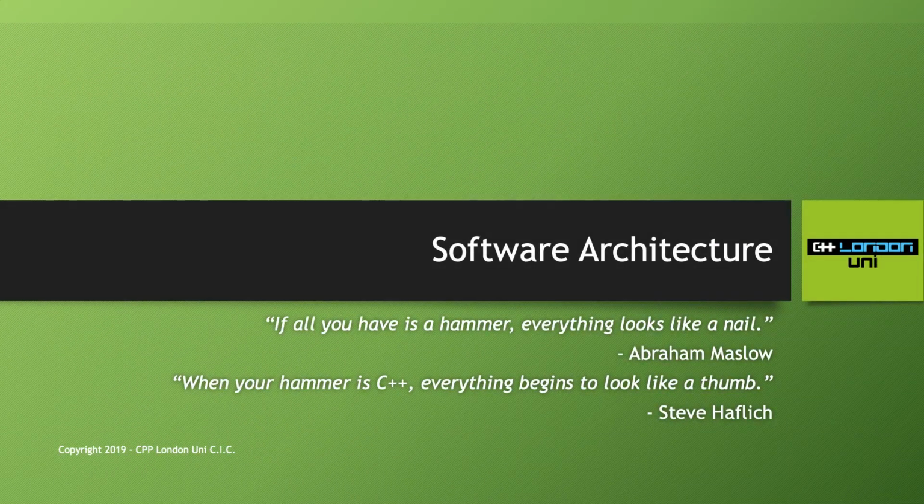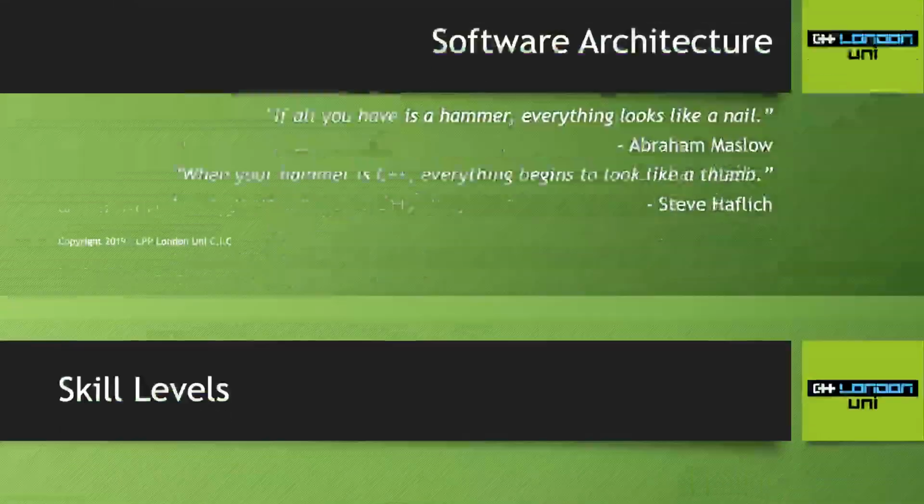Slight change, still I think related to RIP. We're going to talk a bit about software architecture, and again, a quote. I've combined two quotes in this. You're getting two for the price of one. If all you have is a hammer, everything looks like a nail, by Abraham Maslow, classic quote, I think everyone knows, but then my favourite one. When your hammer is C++, everything begins to look like a thumb. Steve Haflich, that's great, I love it.